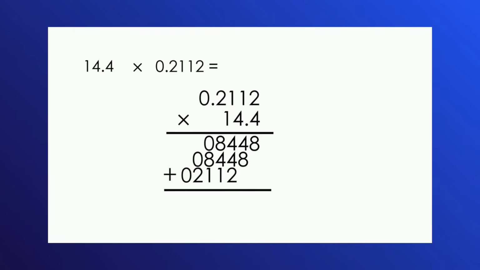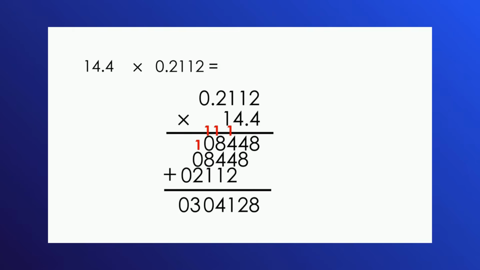Now it's time for us to add. Here we only have 8, so we simply bring it down. Next we have 4 plus 8, and that's just equal to 12. So we bring down 2, carry 1. Next we have 1 plus 4 plus 4 plus 2. That's equal to 11. Bring down 1 and carry 1. Next we have 1 plus 8 plus 4 plus 1, and the answer to that is 14. So we bring down 4 and carry 1. 1 plus 8 plus 1 is 10. So bring down 0 and carry 1. 1 plus 2 is 3, and we simply bring down 0.